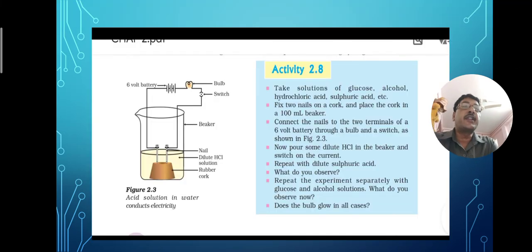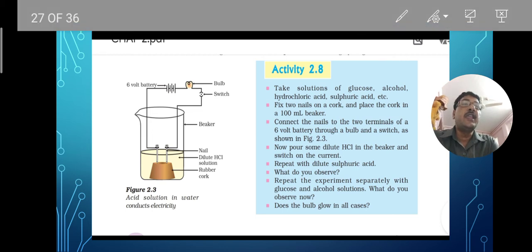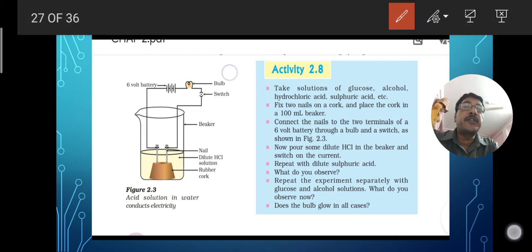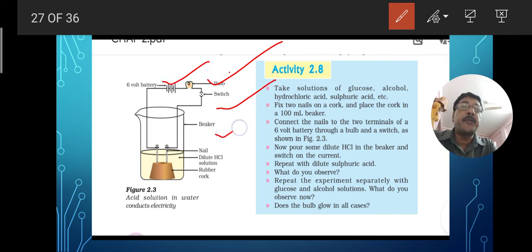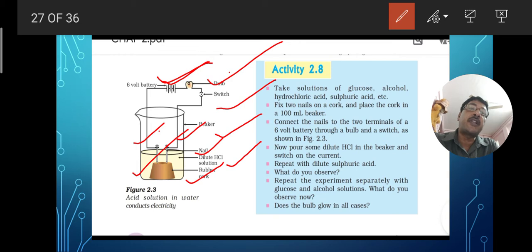Now come to the next point. Here this diagram is shown to you. In the diagram, what is mentioned here? You have seen the bulb, switch. This is the battery, 6-volt battery, beaker. Nail is also taken, dilute hydrochloric acid. Rubber corks are fixed at the bottom of this beaker. And after that, these wires are fitted with these electrodes in the form of iron nails that we have taken here. These are connected with the wires and ultimately with the battery. When you switch on the battery, what will be your observation?